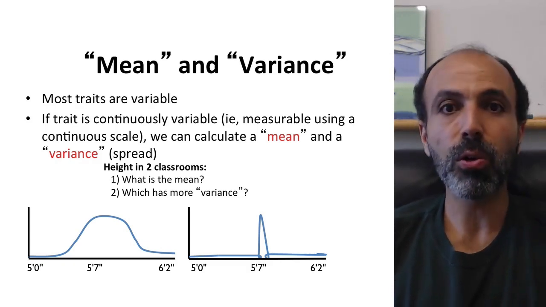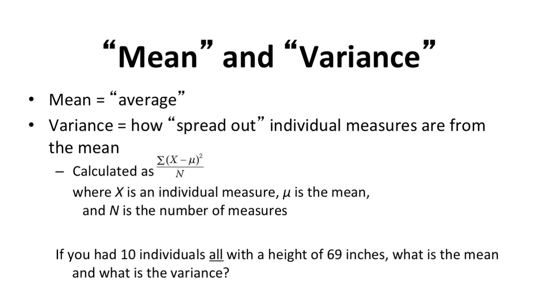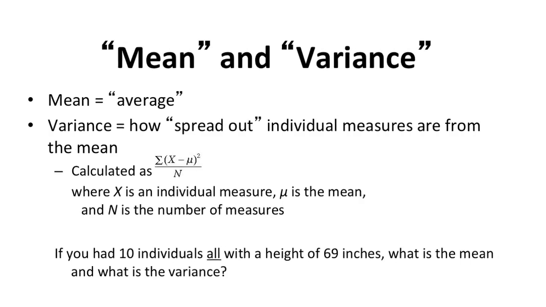Well, making this more quantitative, the mean is simply the numerical average. That if you have three numbers, 1, 2, and 3, the average is 2. You sum them all together and you divide by the total number of values. The variance is a spread, or basically how spread out individual measures are from the mean. The calculation for it is this: the summation of all the individual measures minus the mean, and for each one of those squared, divided by the total number of measures. Okay, that's the formal formula for the variance.